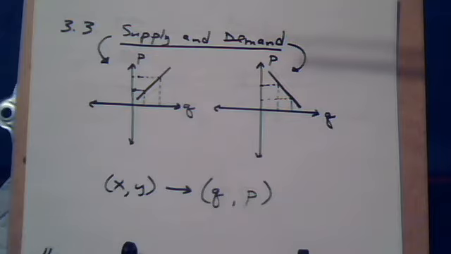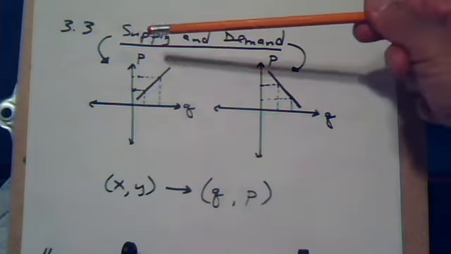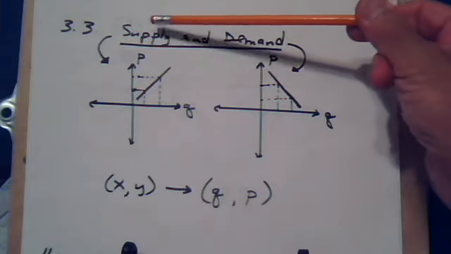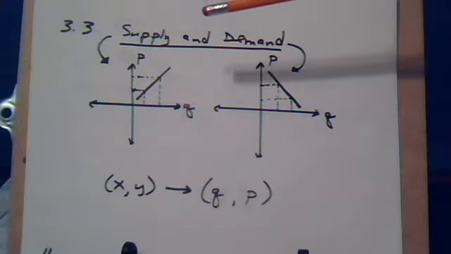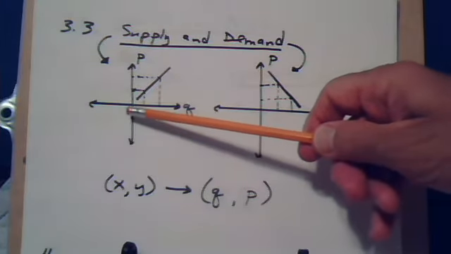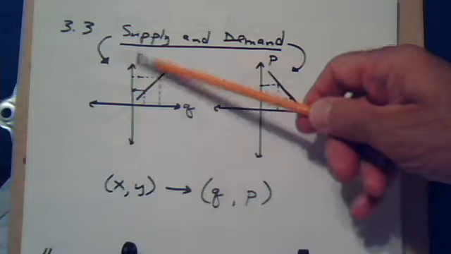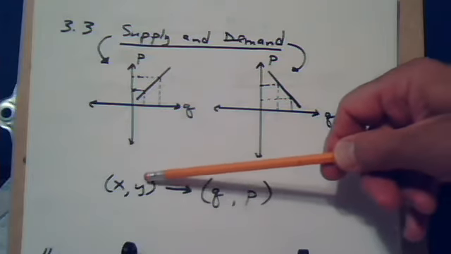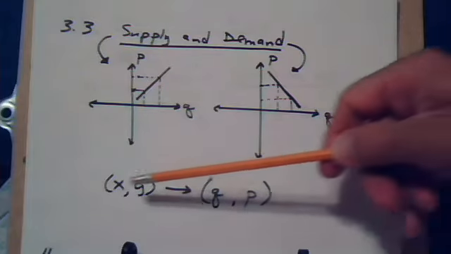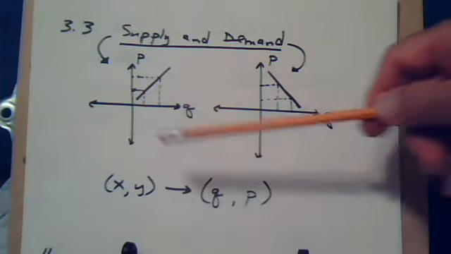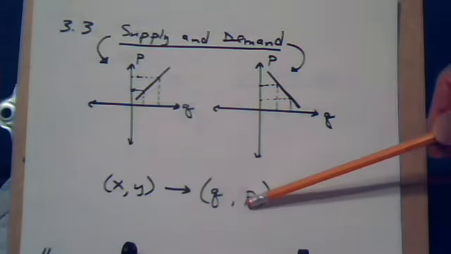Supply and demand are also money problems. So supply, demand. Supply is the one that's selling, demand is the one that's buying. If you use a line to describe this, notice that P is the price, and Q is the quantity. This is the way they're related. And in the equations, the X is the Q and the Y is the P.